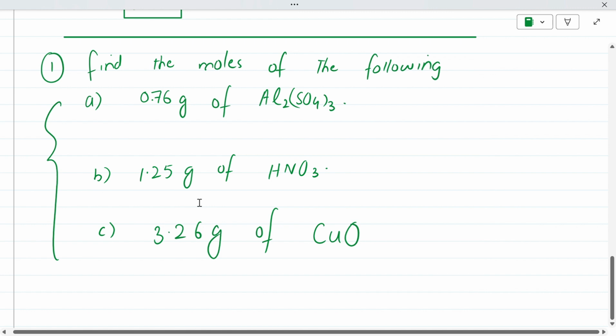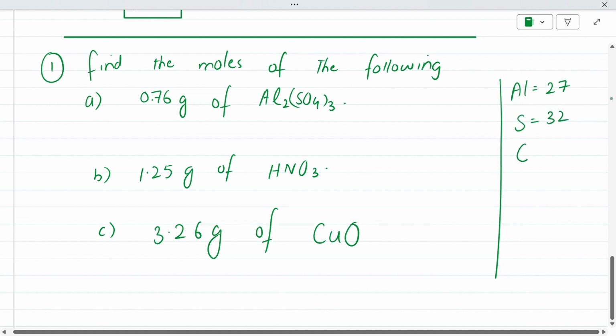Any issues? Sir, can you tell us the atomic masses? Yes, sure, why not. For aluminum it is 27, sulfur is 32, oxygen is 16, nitrogen is 14, hydrogen is 1, and copper is 64.